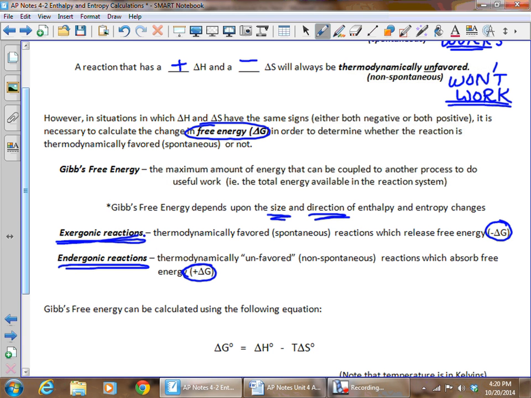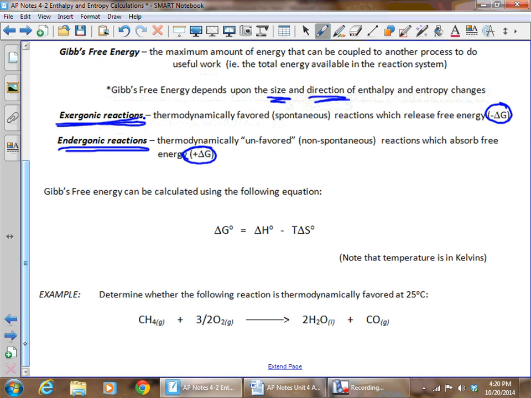Guys, delta G is the be-all and end-all of whether these reactions will work or not. If delta G is negative, the reaction 100% will work. If delta G is positive, 100% won't work. So how do we calculate this? Well, the official equation is that delta G is equal to delta H minus T delta S.